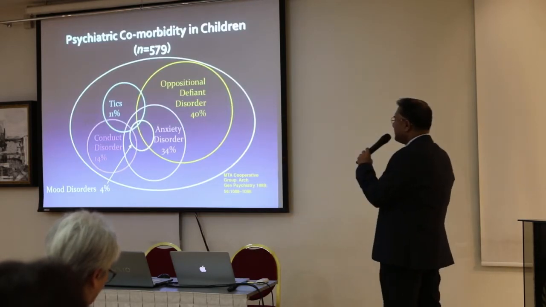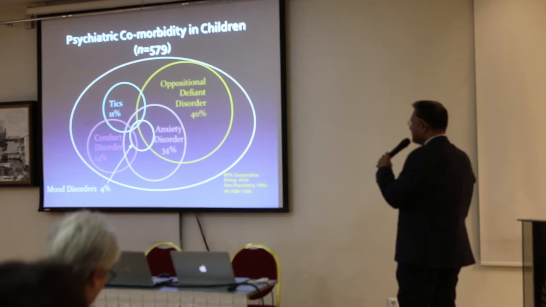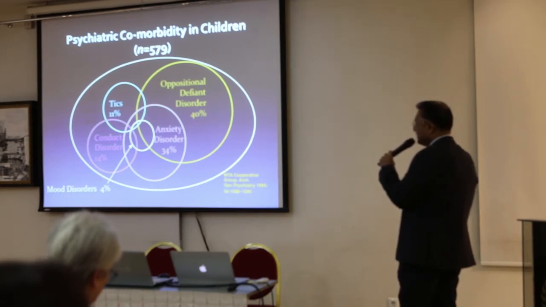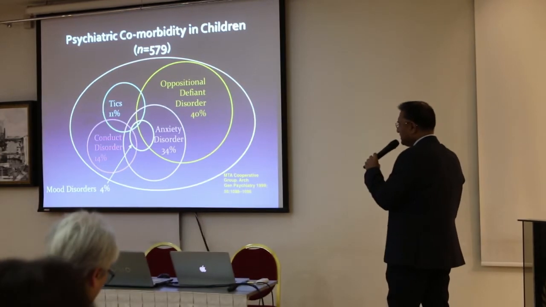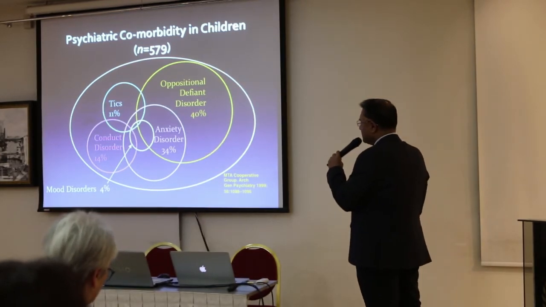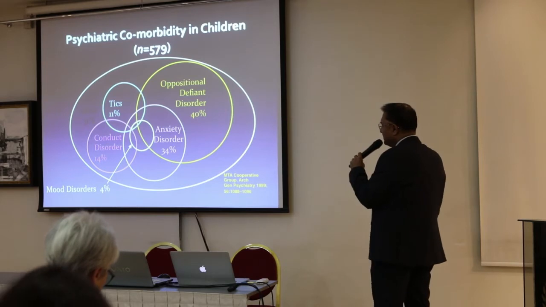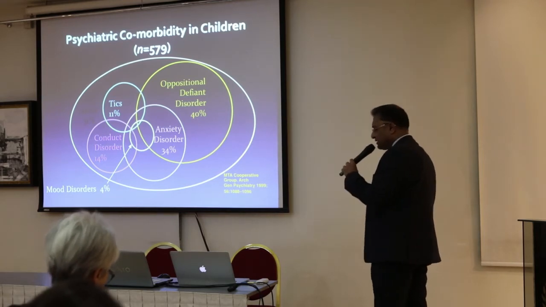So this is the psychiatric comorbidity. As you can see, anxiety disorders and oppositional defiant disorder are quite common alongside conduct disorders and tics. So these are the kinds of comorbid conditions which we find with ADHD.